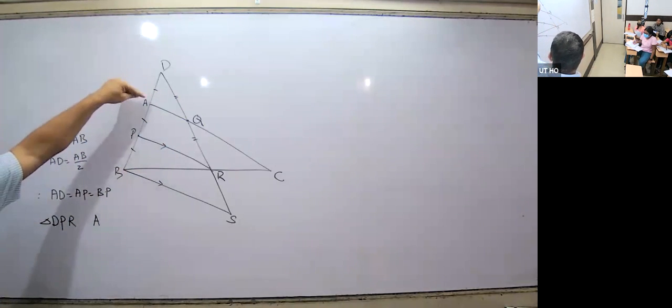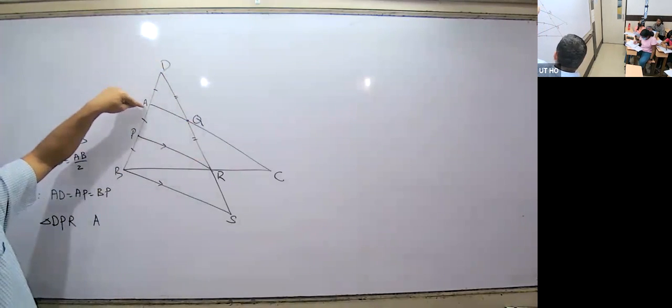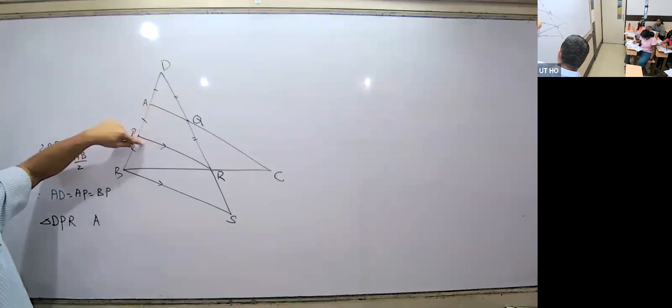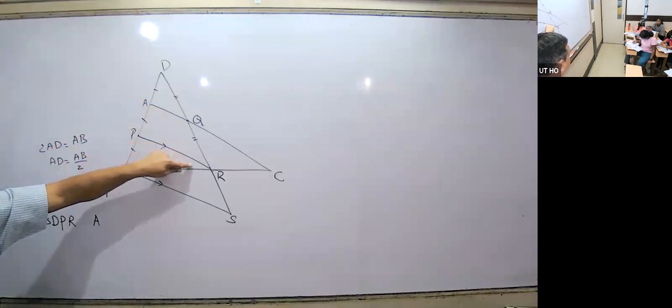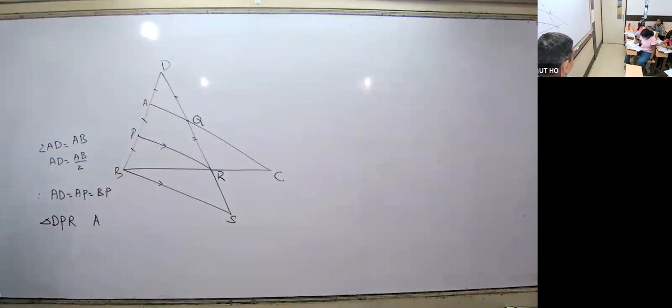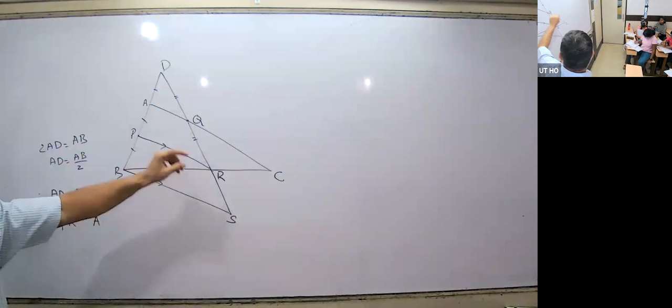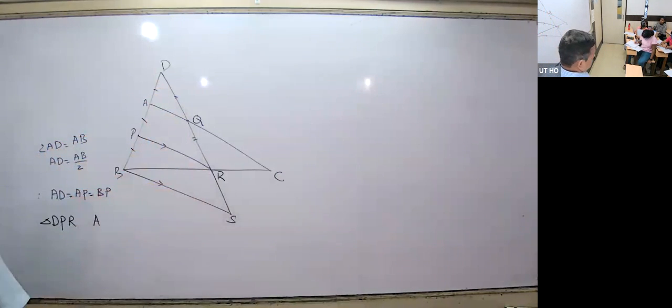So this is midpoint and this is midpoint. Therefore, what is this one? In the triangle, AQ is parallel to PR by the midpoint theorem. But PR is parallel to BS, given. Therefore, AQ is parallel to BS. That is the first part. Understood now? Second part. DS is equal to 3 times RS. That means you have to prove these three are equal.